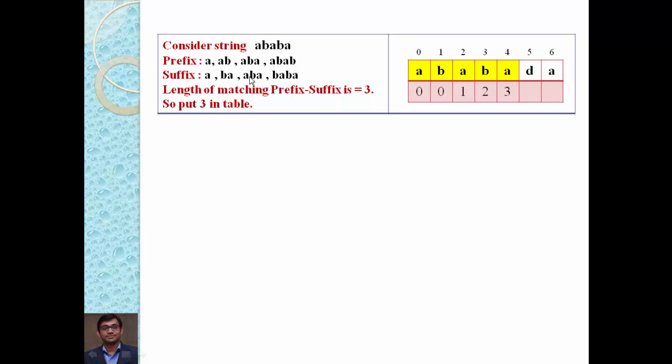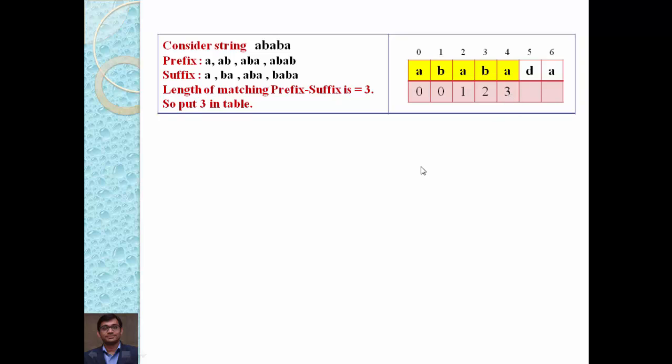Here ABA and here ABA is also common, and these both are not the common. So we have 2 pairs, that is A is common in both prefix and suffix, and this ABA is common in prefix and suffix. So we need to identify the common set of characters which is available in prefix as well as suffix, and which is a larger one. So among these two, this ABA is a larger one and has a total of 3 different characters, so we can say the length of the matching prefix suffix is equal to 3. So we need to put 3 here. So just put 3 here.